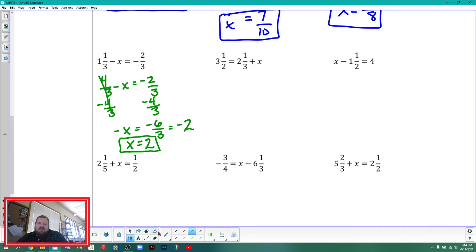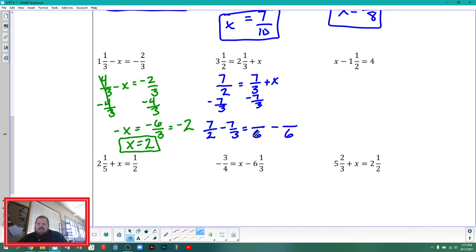We got some mixed numbers. I want to write them as improper fractions. 3 times 2 is 6 plus 1 is 7, so that's 7/2. 2 times 3 is 6 plus 1 is 7, and I have 7/3 plus x. I want to subtract 7/3 from both sides. And that's going to cause me a little bit of extra work. I have 7/2 minus 7/3. And I'm going to turn both those into 6s.